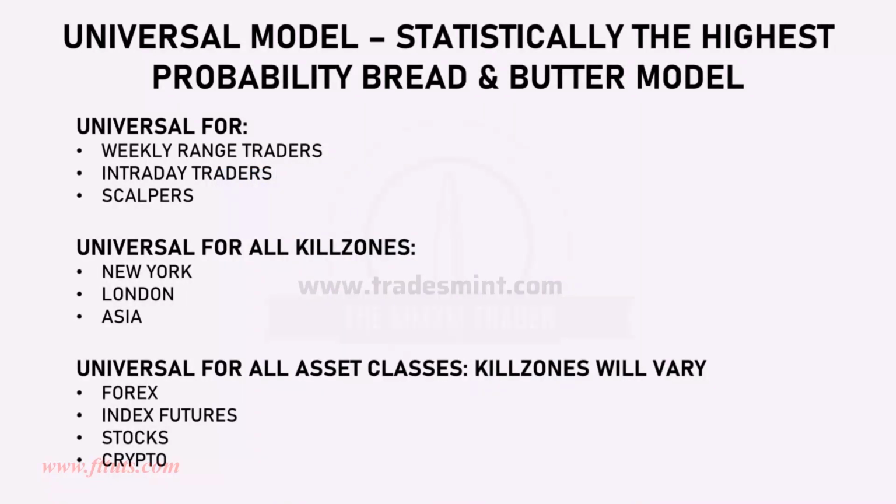This universal model is statistically the highest probability bread and butter model, guys. So universal for weekly range traders, so swing traders, right? We have those models for intraday traders and even scalpers, because we know price is fractal and it works on all time frames. It is universal for all kill zones. We can use the New York kill zone, the London kill zone, and even the Asia kill zone. And it is universal for all asset classes. However, kill zones can vary depending on the asset class. It works on Forex, it works on index futures, it works on stocks, and it even works on crypto.